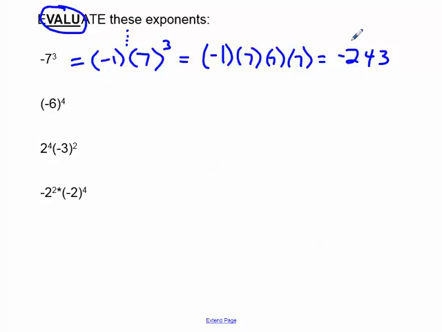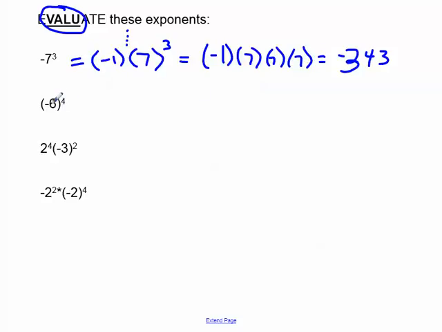Alright, so there's our first evaluation. -7 cubed, the negative stays outside of the evaluation, and the 7 is our base. And I think I've done this wrong. I think it's -343. My calculator just told me that.